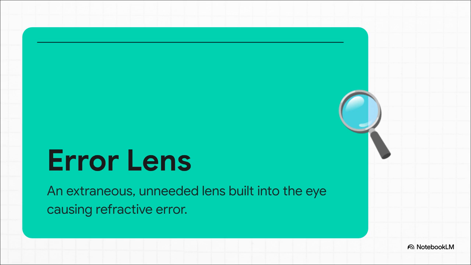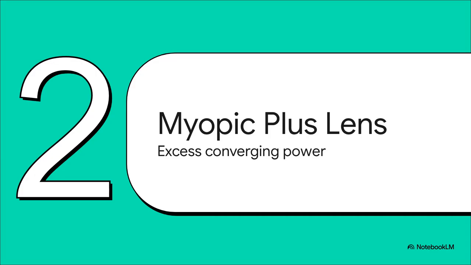Why do we do this? Because this imaginary error lens is exactly what keeps parallel rays of light from falling precisely on the retina. By identifying the specific type of unneeded lens sitting in our patient's eye, the treatment algorithm becomes incredibly intuitive. Moving right along to Section 2, the myopic plus lens.